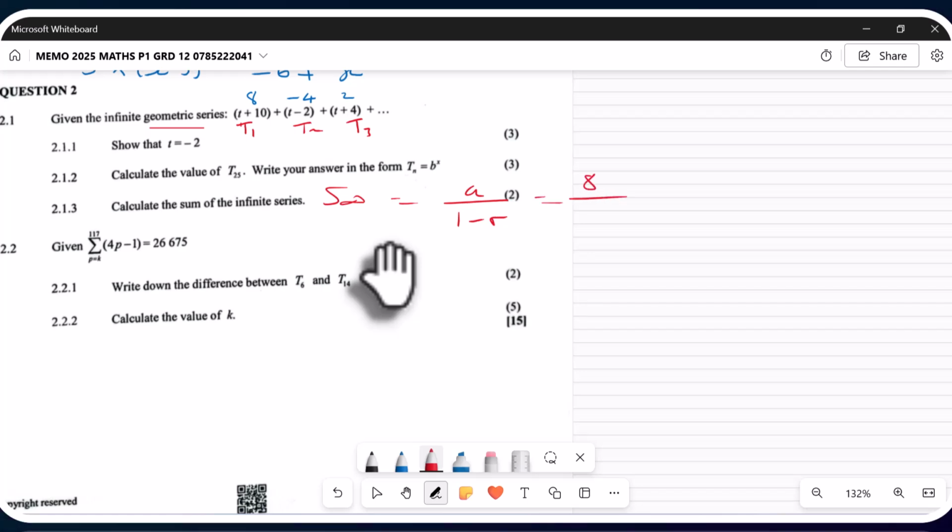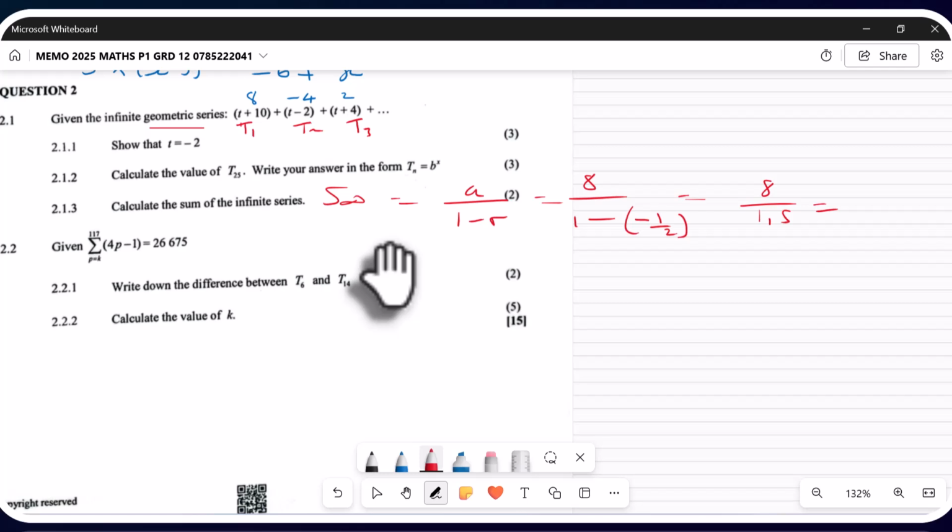Then our last question, another question here, 2.2. It says that given the summation of 4p minus 1 from p equals k until 117 equals this one here, write down the difference between T6 and T14. Okay, let's get some space here meanwhile.